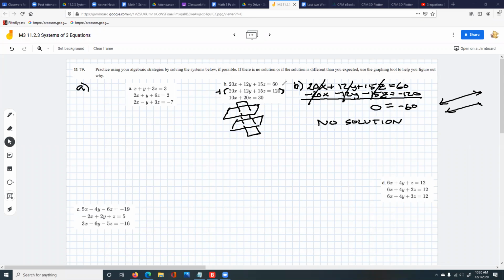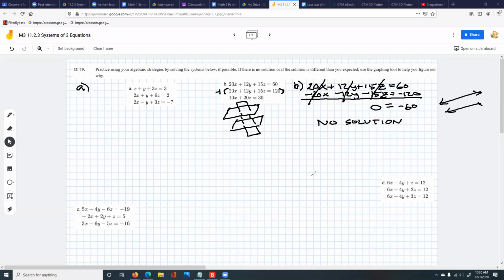So yeah, we have 2 parallel planes, so this is going to be no solution. Did I just write no solution or did I show some work? There's definitely a step to show, right? Don't just write no solution, put y there. Show that we got 0 equals negative 60. That's the work you need to show. So there's an example of no solution and what it looks like.